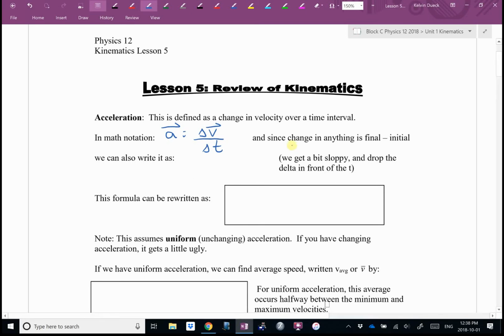Oh, and since change in anything is equal to what? Final minus initial. We often wrote it this way last year. A equals VF minus VI, over T. And then we got sloppy. We dropped the delta in front of the T because time was always a change in, because the only way that you can measure time is to measure the final and the start, like start and stop a stopwatch. And so we got lazy.